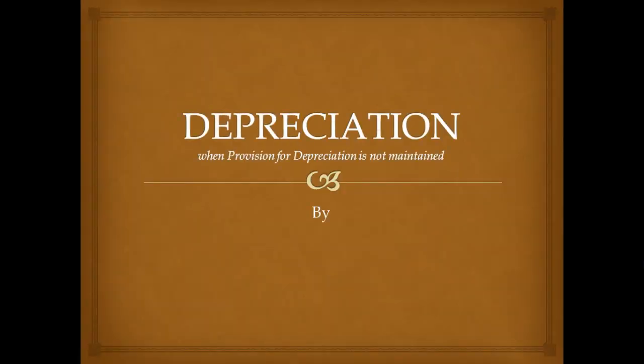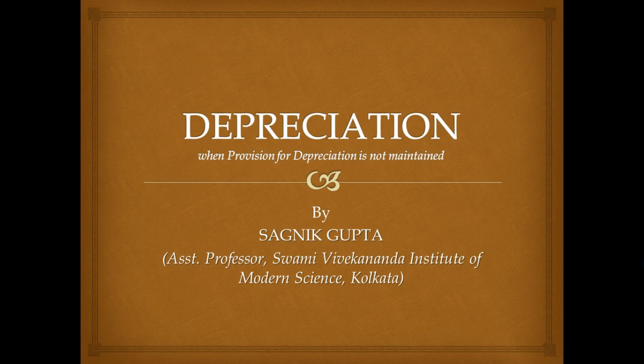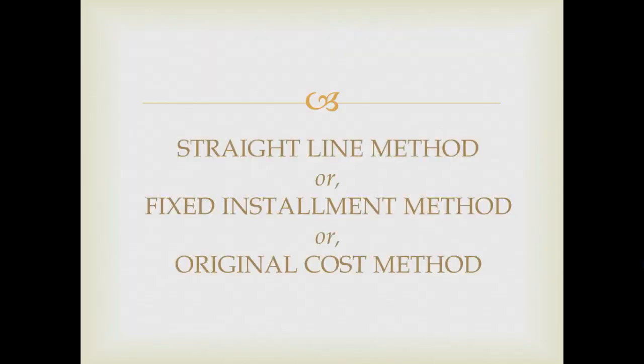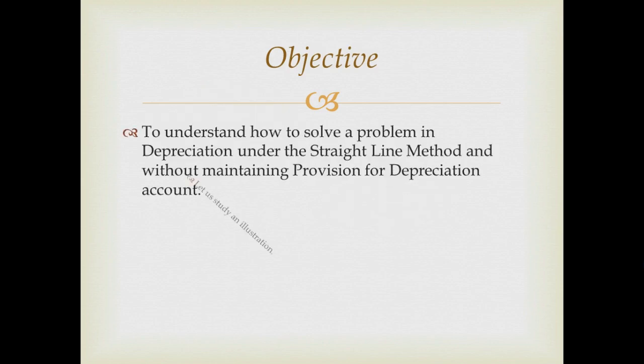I will be teaching you depreciation using straight line method when provision for depreciation is not maintained. The straight line method is also known as fixed installment method or original cost method, as is displayed on the screen. The objective of this presentation is to understand how to solve a problem in depreciation without maintaining provision for depreciation and using straight line method. So we need to study an illustration for it.